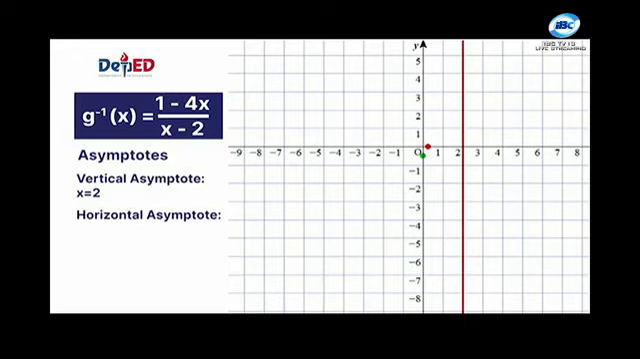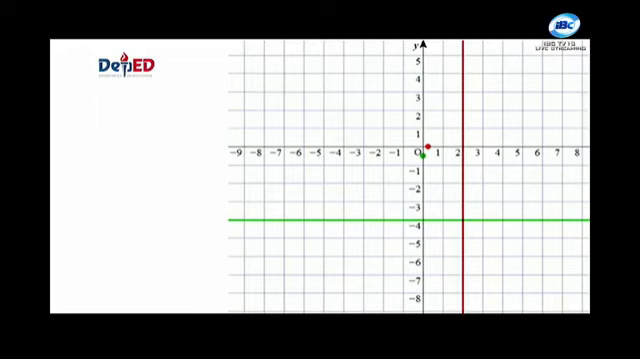And the horizontal asymptote is y equals -4. We may now consider points we got from evaluation of the function. Our first point is (-2, -9/4). That is 2 units to the left of 0 and 9/4 units below 0.